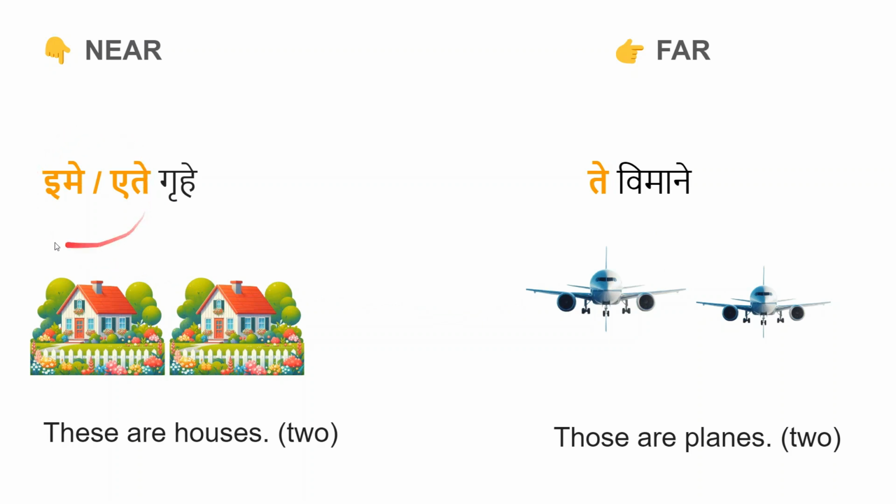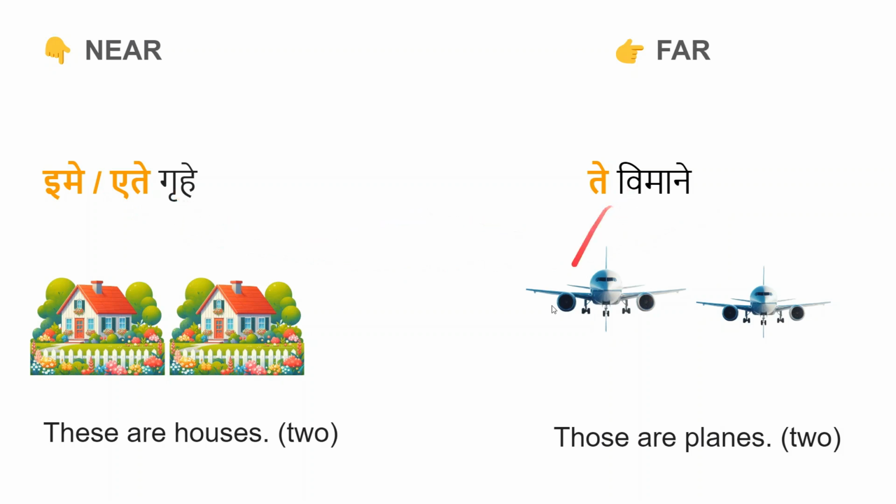So focus on these orange color words. These are the pronouns. These are the focus of our lesson today. So there are two houses near me, close to me, so I can say ime grihe. Or I can say ete grihe. There are two planes far away from me, so I can say te vimane. These orange color words are the pronouns and these are the nouns.